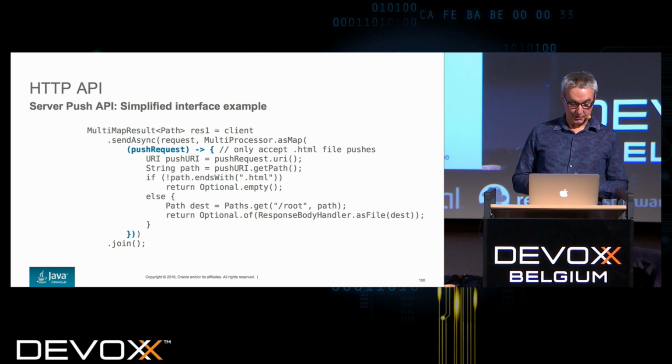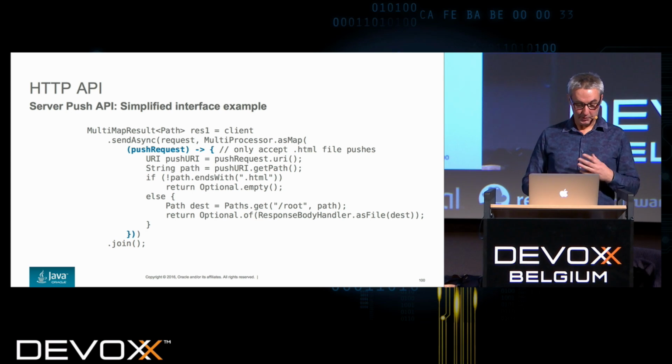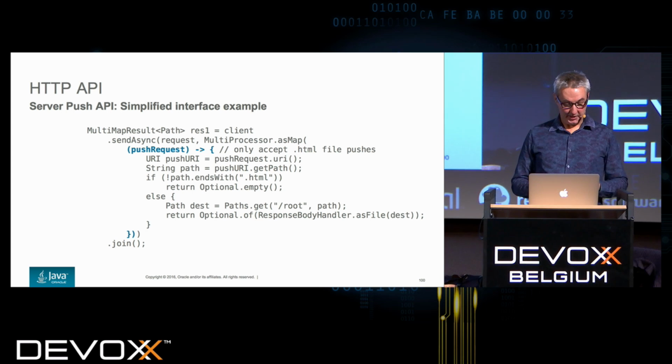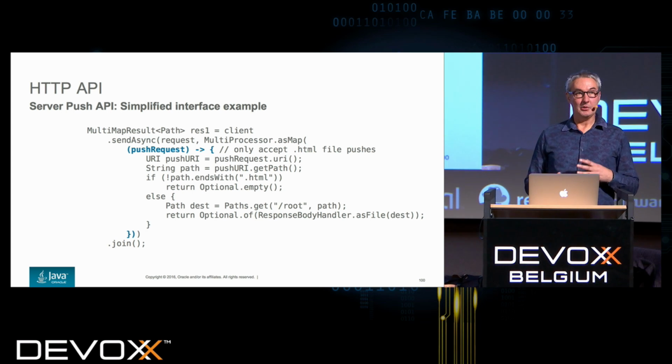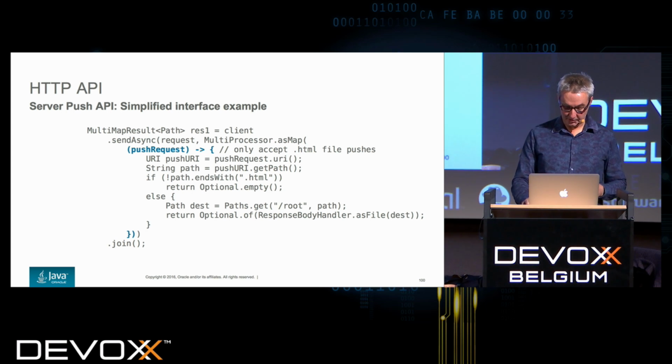So we take the incoming push request, extract the URI, and extract the path from the URI. If the path does not end with .html, then we return Optional.empty. That means we're rejecting this push, we don't want it. Otherwise, we create some kind of a path to store the incoming file and return a response body handler asFile with that path destination. And that's where the implementation will store the incoming pushed resource.